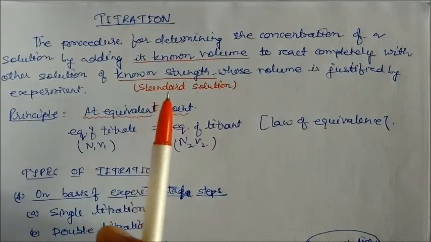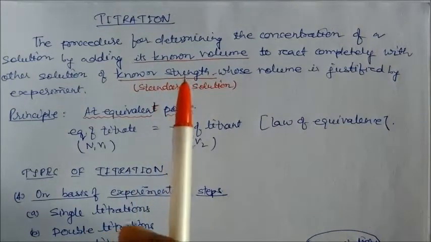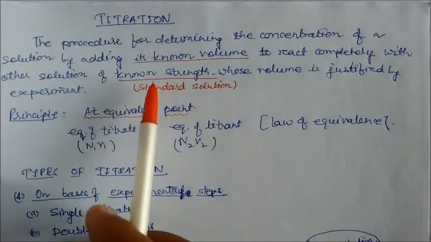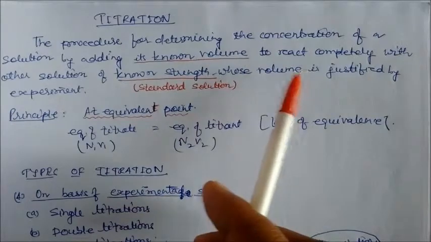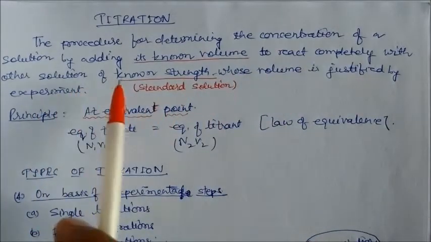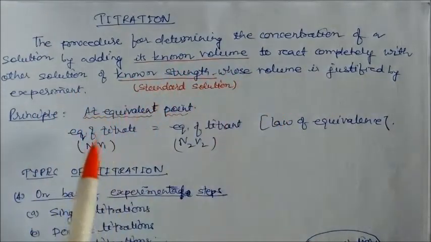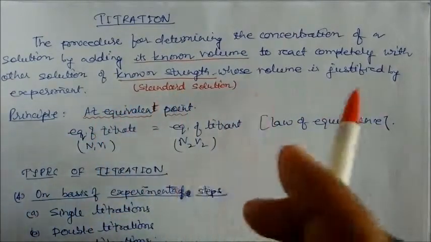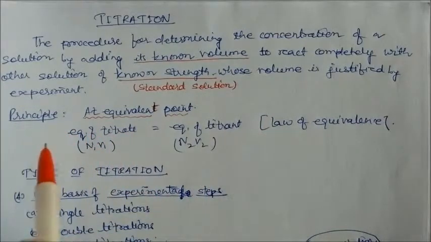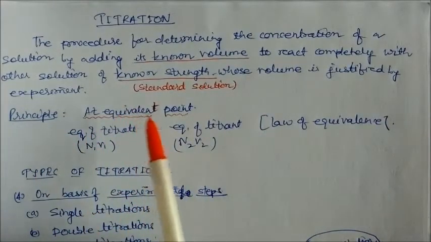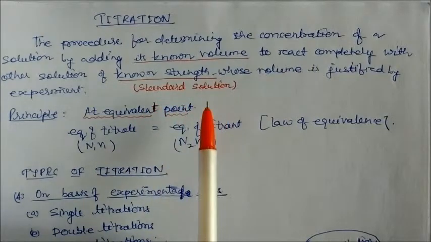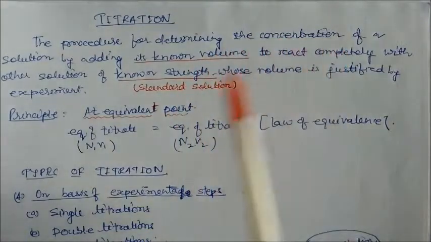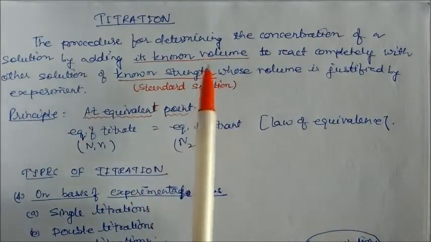Our topic today is titration. As we have previously discussed, titration is the procedure for determining the concentration of a solution by adding a known volume to react completely with a solution of known strength. So we have one solution of known strength, and from that we determine the concentration of the unknown solution whose volume is given.